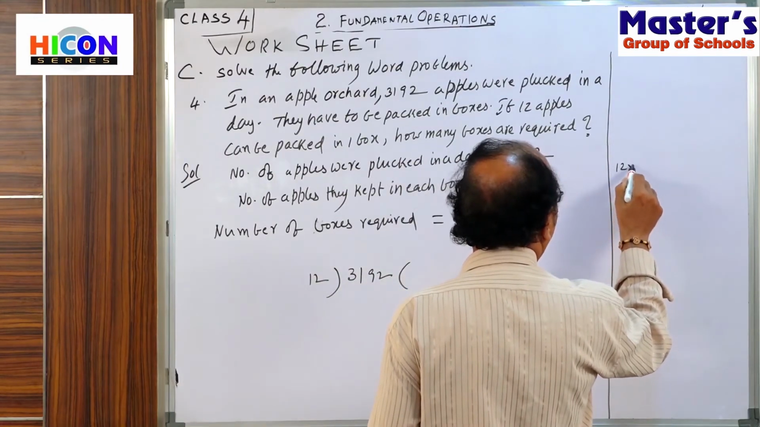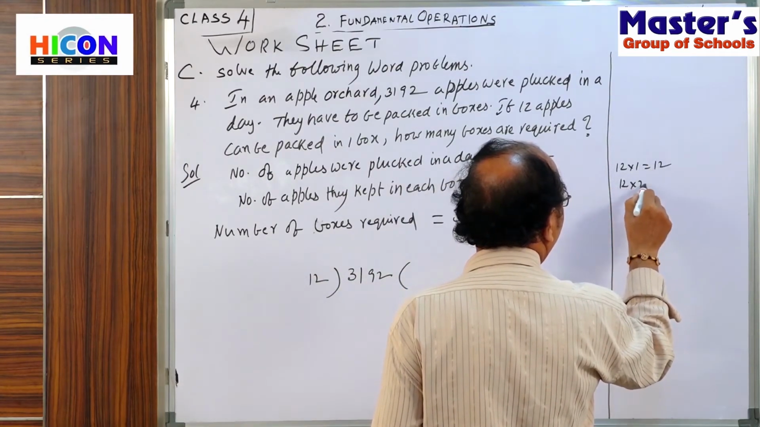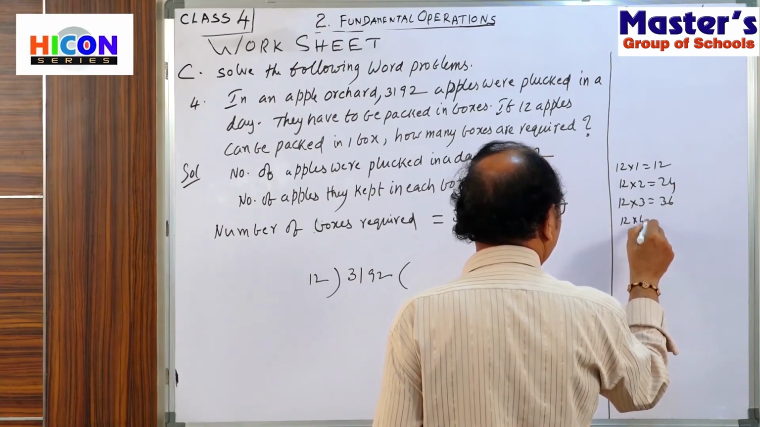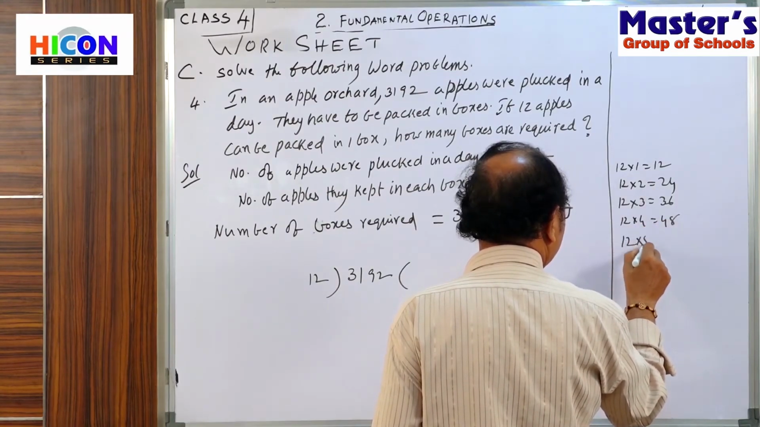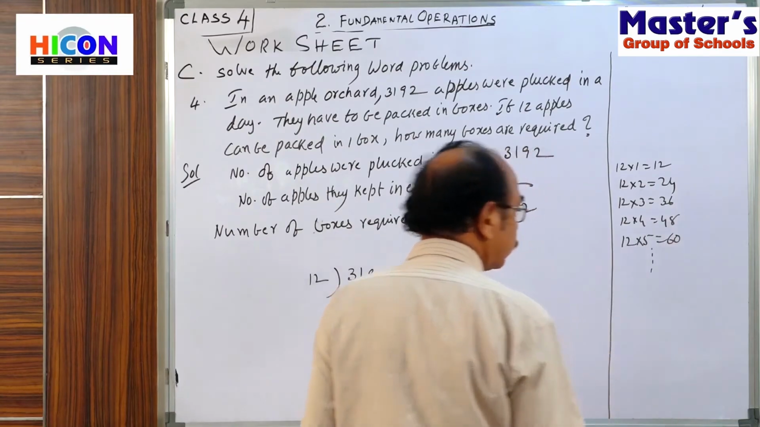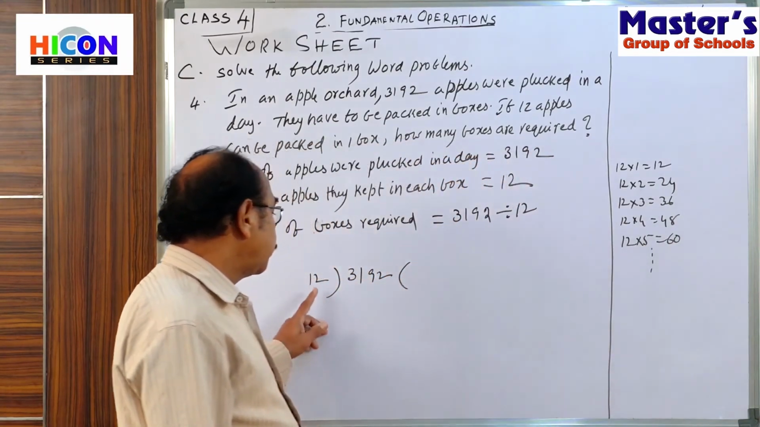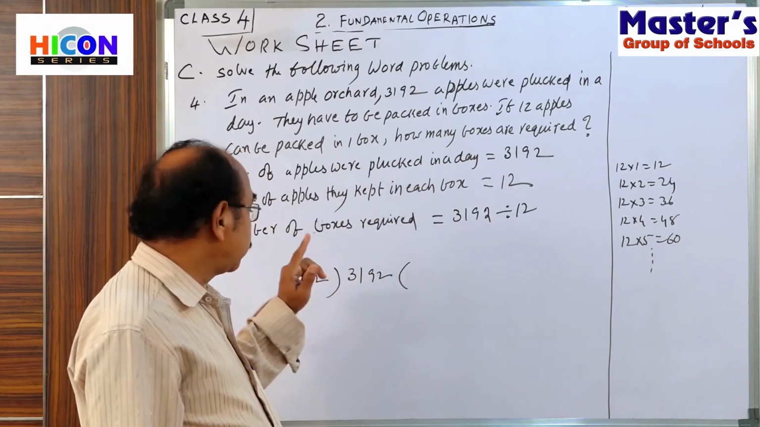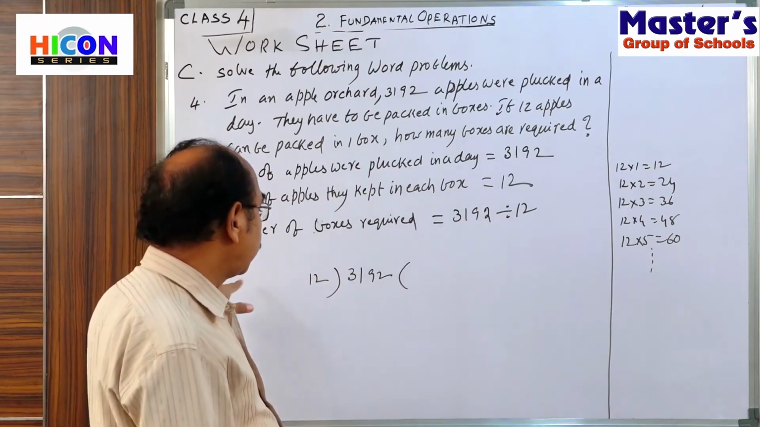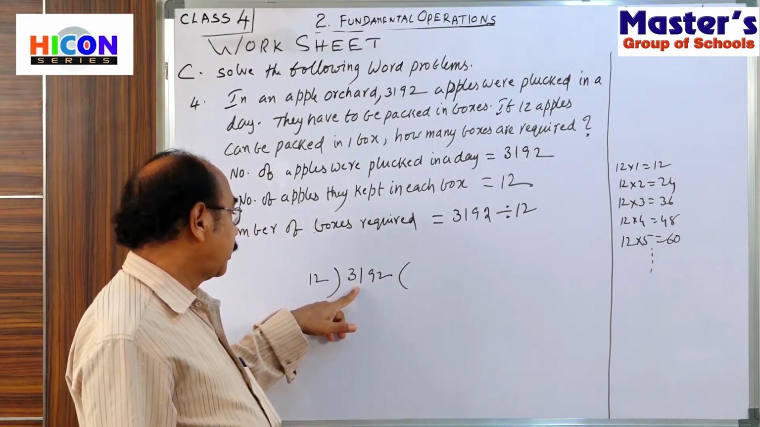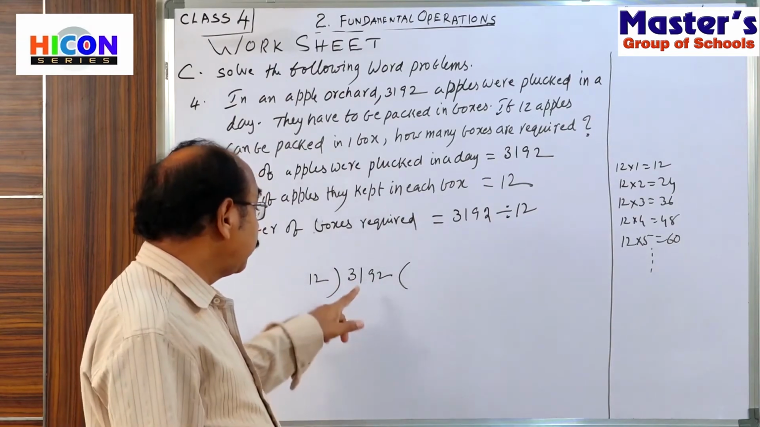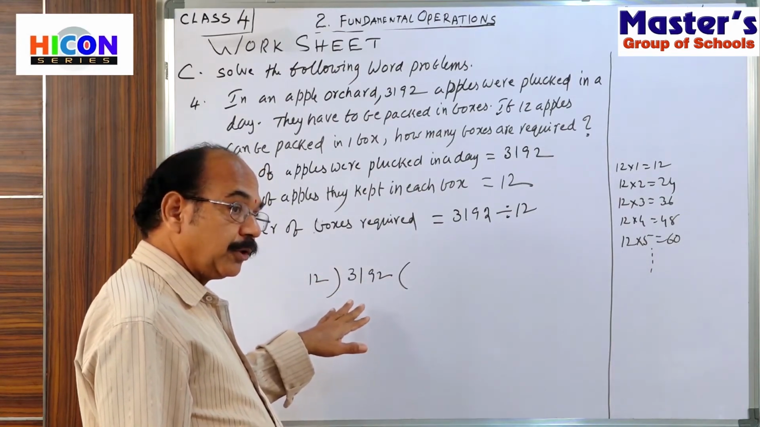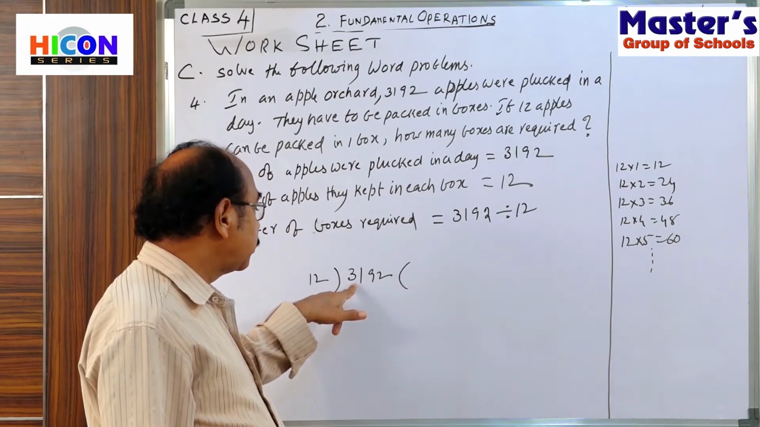12 ones are 12. 12 twos are 24. 12 threes are 36. 12 fours are 48. 12 fives are 60, and so on. Now you decide: 12 is a 2-digit number, that's why select a 2-digit number in the division. 31. 31 is greater than 12. If the number is less than 12, you take 3 digits. Here just take 2 digits.